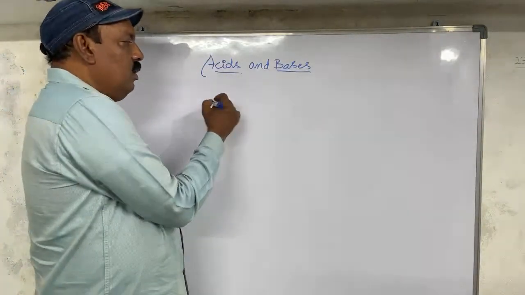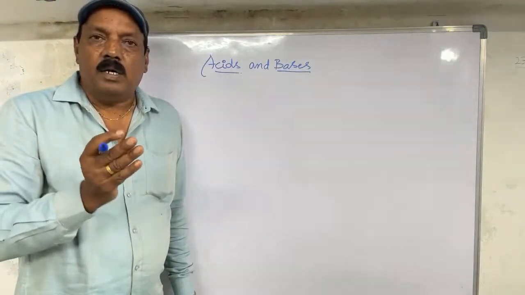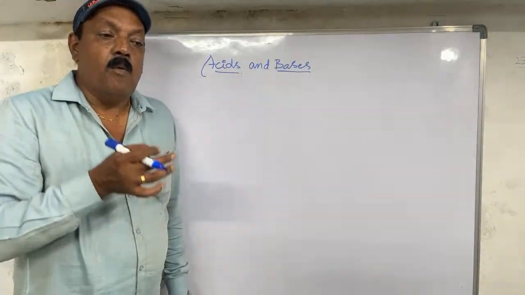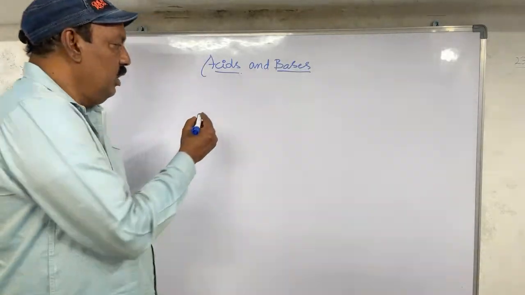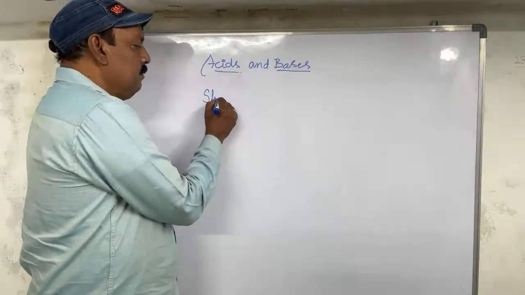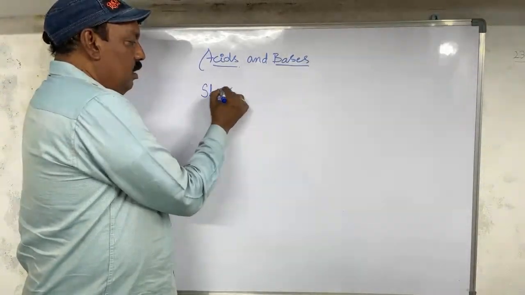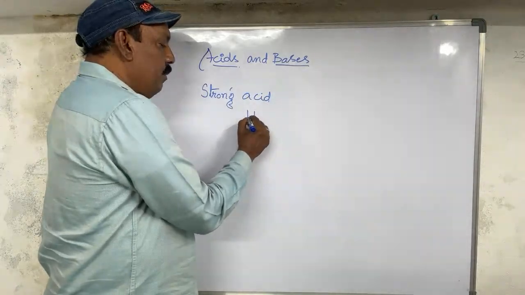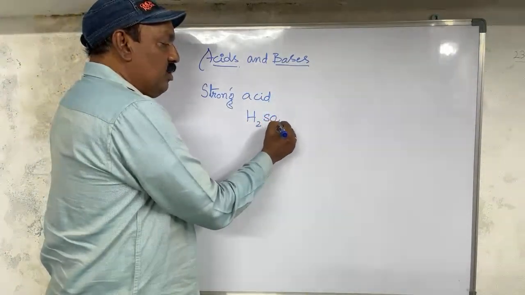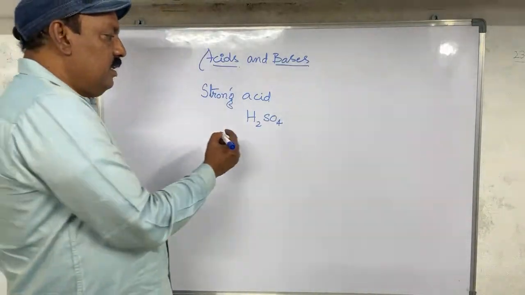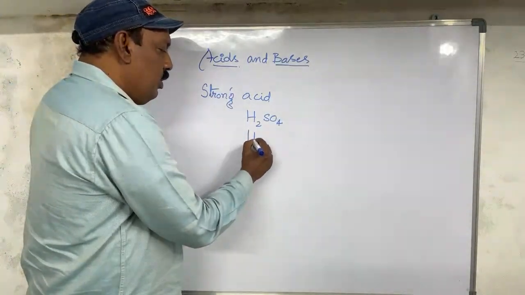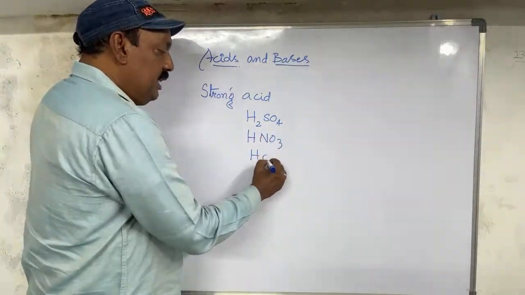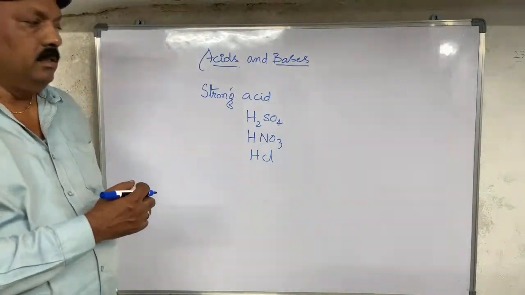Next, we came to know what is acid and what is base. Now it is time to know what is a strong acid and what is a weak acid. Strong acid means, suppose the acids H2SO4, this is called sulfuric acid. Next is HNO3, nitric acid, and HCl, which we call hydrochloric acid.